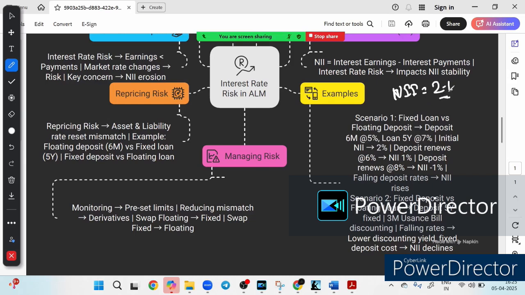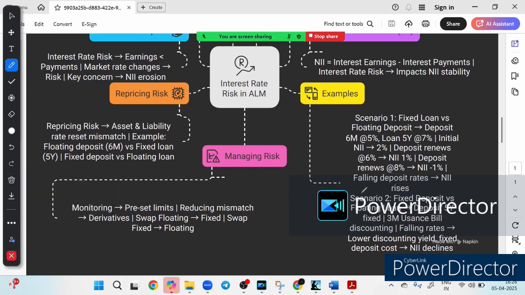Now suppose the deposit renews at the rate of 6%, so instead of 5% it becomes 6%, then NII will become 1%. And suppose the deposit is renewed at 8%, then NII becomes minus 1%. So you can see that the deposit rate is increasing, so NII is decreasing. But suppose instead the deposit rate falls, then NII will rise. That is scenario number 1.